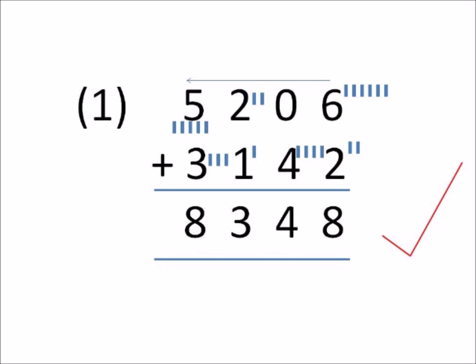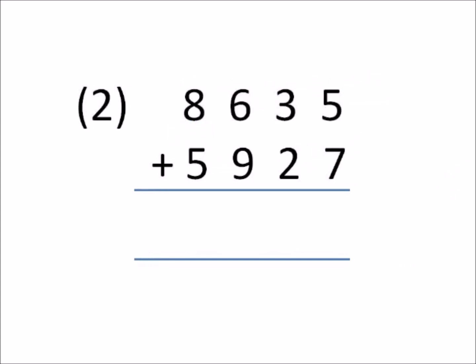Notice I put sticks beside the numbers. So students who are challenged can use their fingers or use sticks and then add. Okay, so when you add, you get 8,348, and you go from the right to the left. So 6 and 2 first, and 0 and 4, 2 and 1, and then 5 and 3.